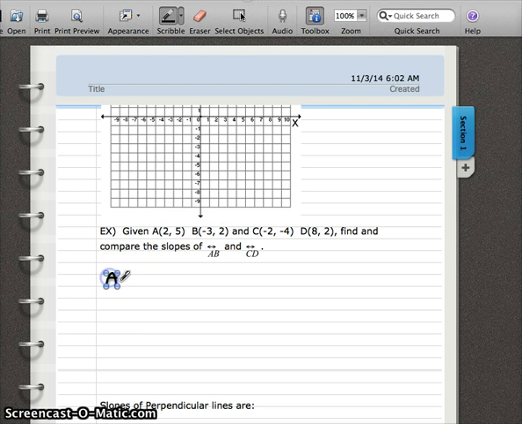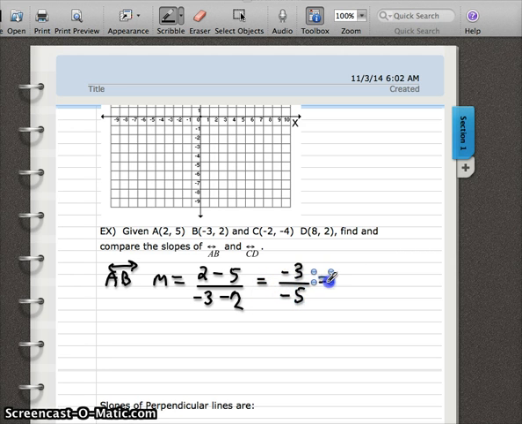So here we go. For line AB, the slope is difference in the y coordinates, 2 minus 5 on top, over difference in our x coordinates, negative 3 minus 2. So on top we get negative 3, on the bottom we get negative 5, and simplify a negative divided by a negative to get a positive slope of 3/5.